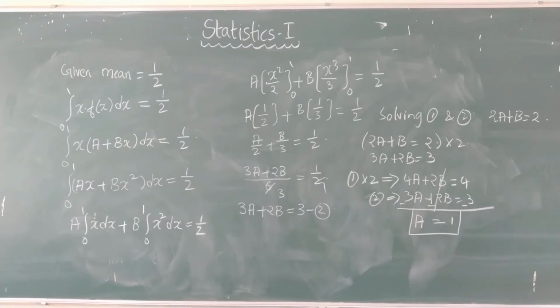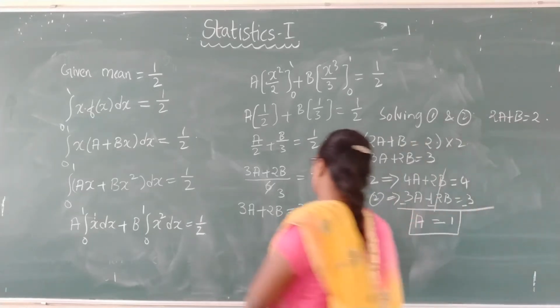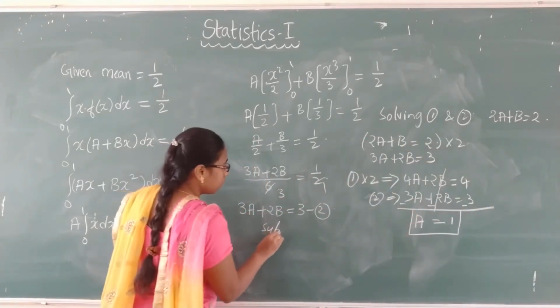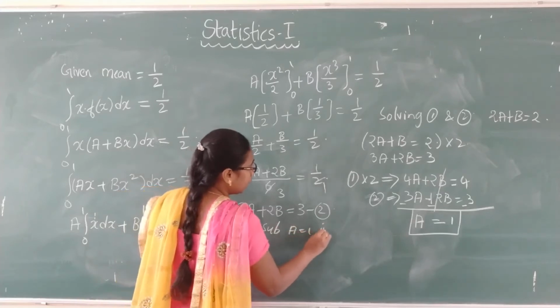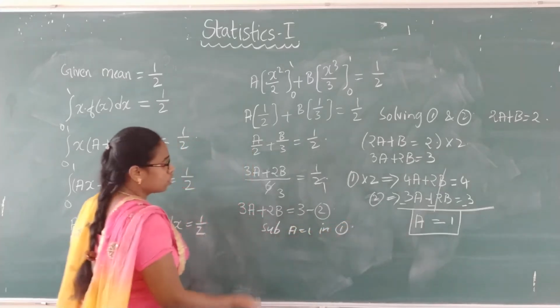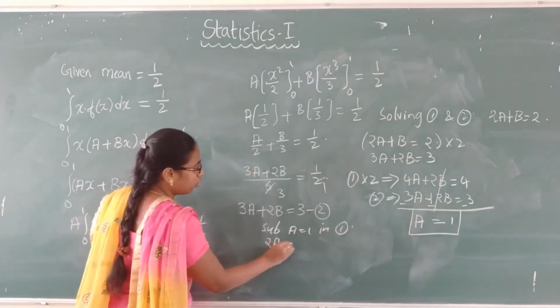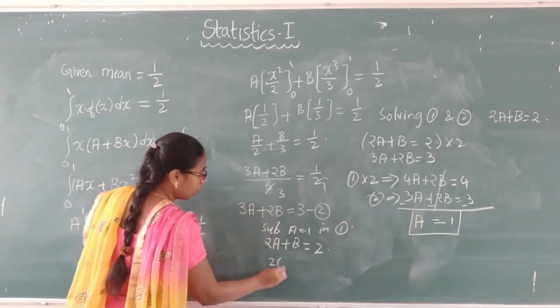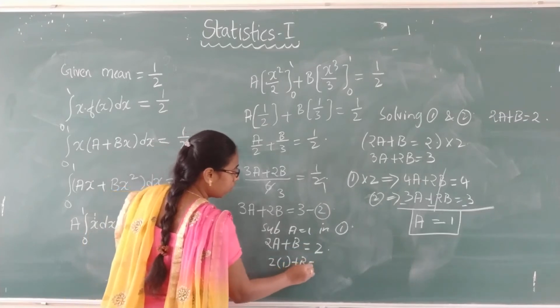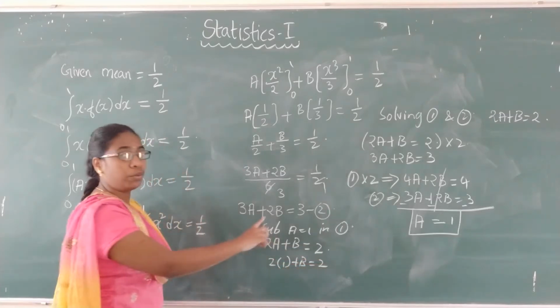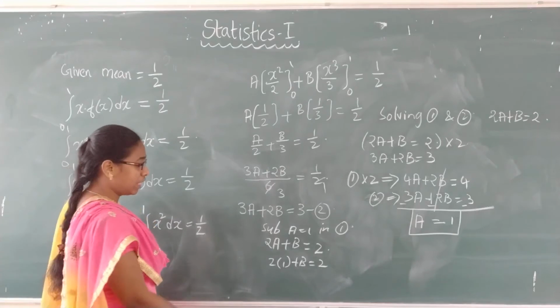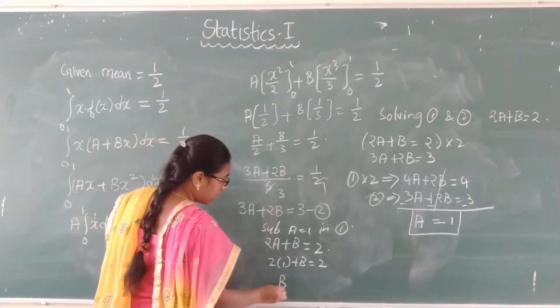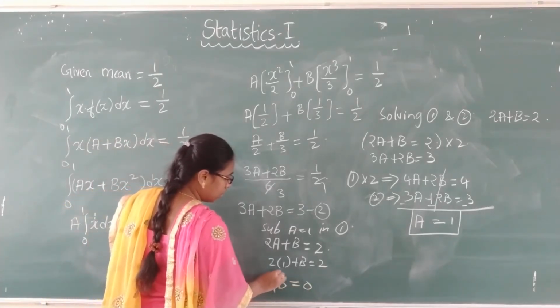Now substitute this a value in equation 1. Substitute a equals 1 in equation 1. So what is equation 1? 2a plus b equals 2. So 2 into 1 plus b equals 2. If you send 2 to the right side, 2 minus 2 is 0. So from this equation, b equals 0.